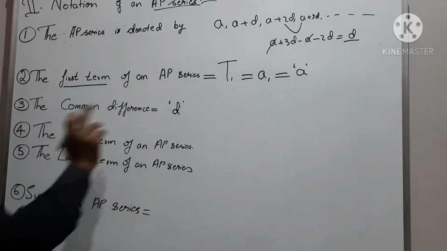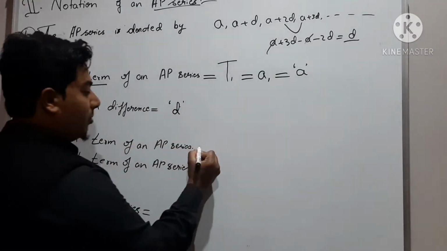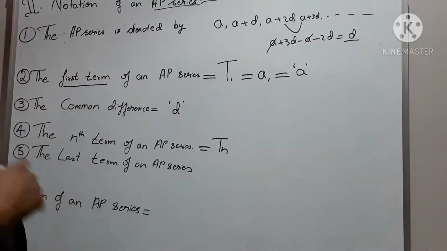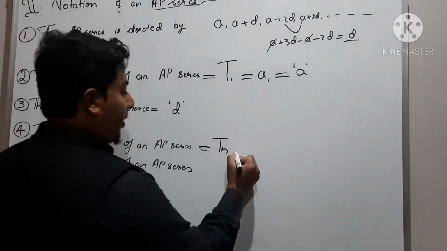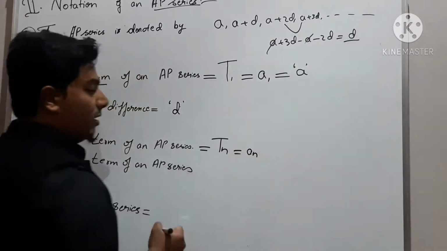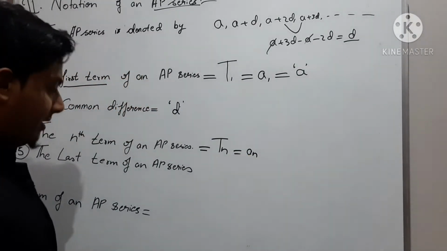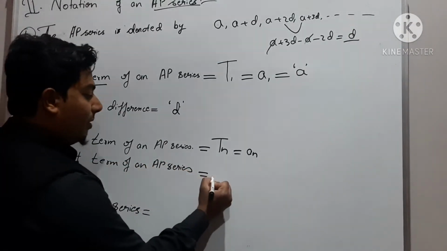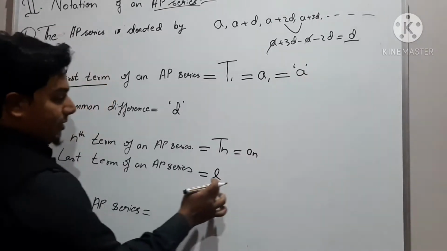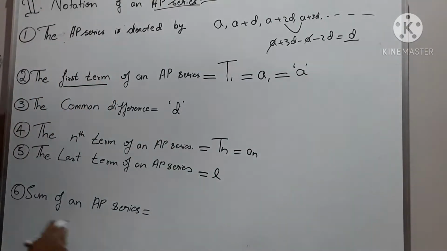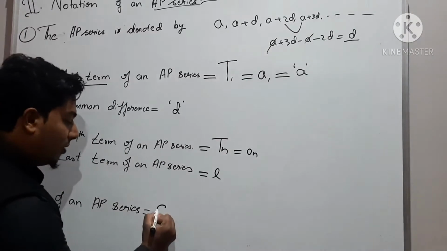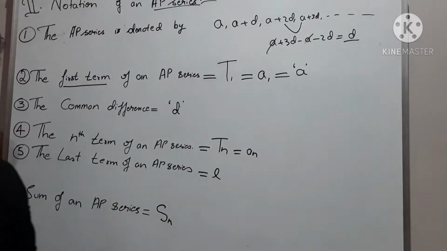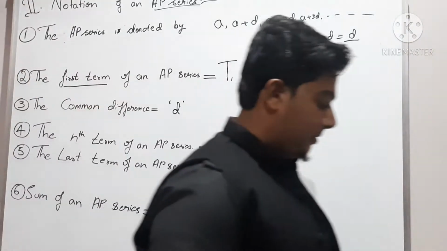The nth term of an arithmetic progression series is given as Tn, which stands for the nth term, also given as an. The last term of an arithmetic progression series is denoted by l. First term a, last term l. The sum of an arithmetic progression series is denoted by capital S and small n, that is Sn. These are the notations we use for arithmetic progression series.